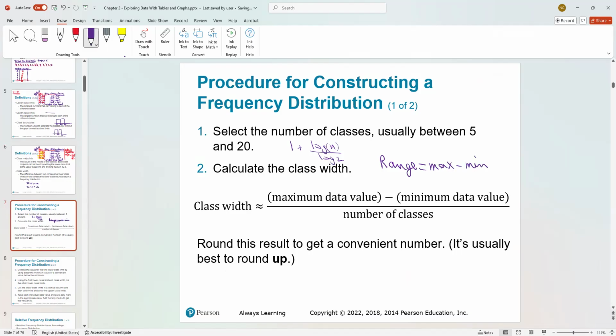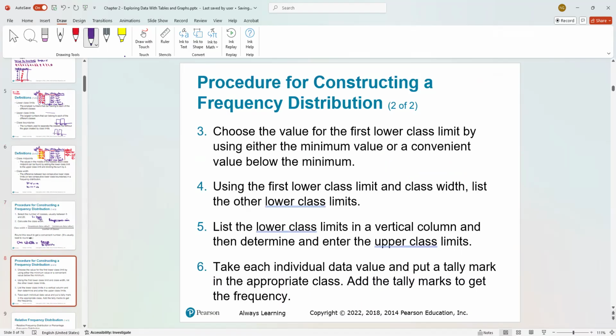So when we find the class width, we said class width is the range over the number of classes, right? The number of classes in the exercise usually is given. You don't need to fight for this one. It's okay. Round this result to get a convenient number. It's usually rounded up because you want to make sure everything is covered.